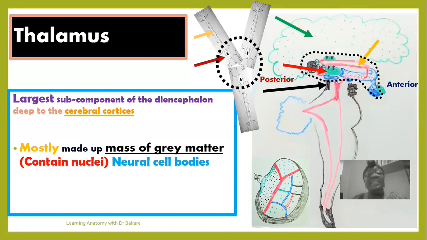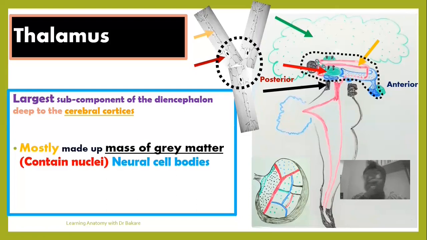Also to add that the neural cell bodies are what form the major structural component of the thalamus. This is to say that we also have a point within the thalamus where we have the deposit of white matter, but this is only seen in a very minute region or space of the thalamus. So we see that the collection of the neural cell bodies, which are referred to as the nuclear point, is what takes the chunk of the thalamus.